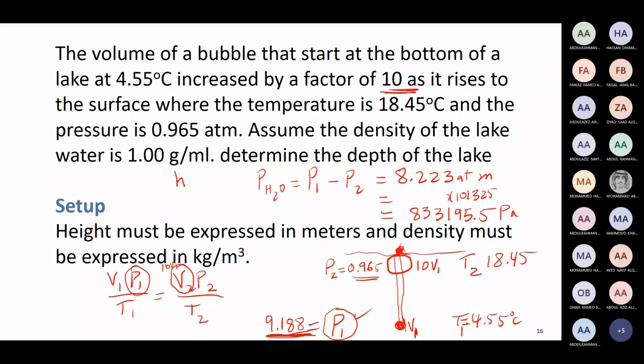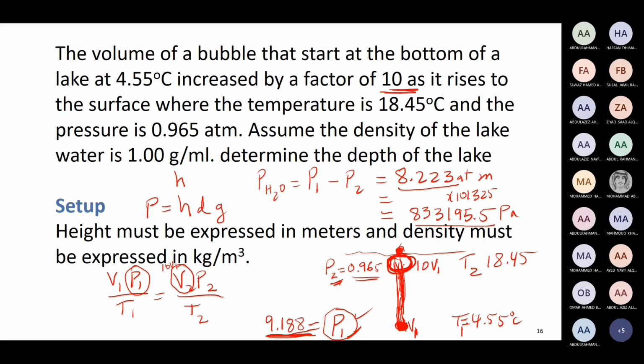No. This is P1, the pressure at the bottom, and this is the pressure at the top. What's the difference? It is the pressure of the water, the column. So if you subtract this one minus this one, this will give you the pressure of the water. Clear? Yes. Very good. And that's 8.223. Now I change it to Pascal. Then, after I change it to Pascal, I apply which law? P equal to what? h d g.